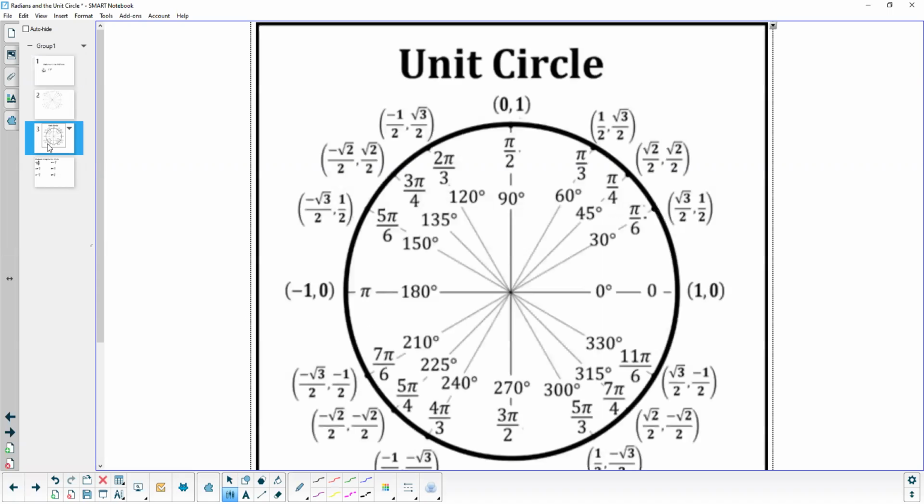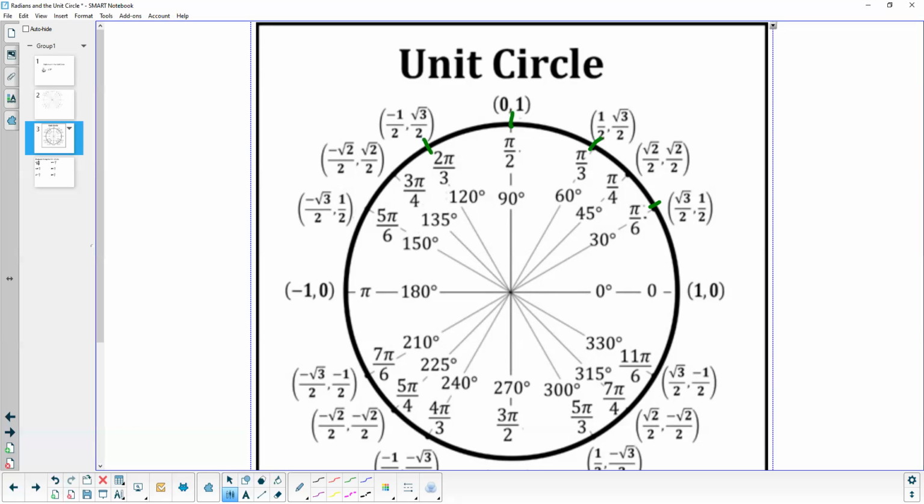And as we go around the circle, we can see that we end up with a bunch of radians. And there are actually patterns related to these radians, just like there are patterns throughout the unit circle. So we get 0 radians, pi over 6, pi over 4, pi over 3, pi over 2, 2 pi over 3, 3 pi over 4, 5 pi over 6, pi, 7 pi over 6, 5 pi over 4, 4 pi over 3, 3 pi over 2, 5 pi over 3, 7 pi over 4, 11 pi over 6, and then finally 2 pi.